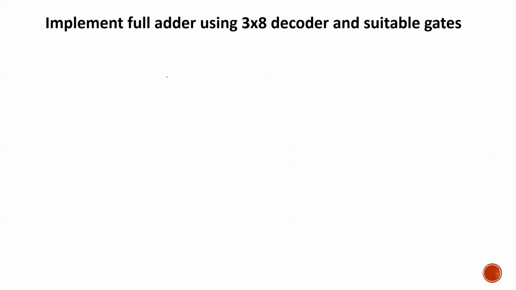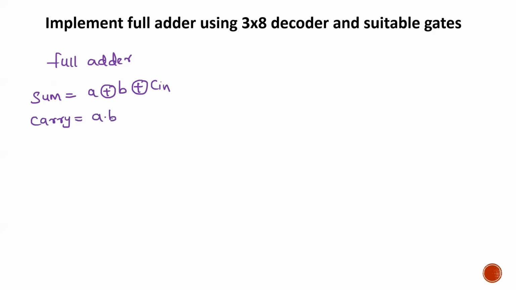Implement full adder using 3x8 decoder and suitable gates. So full adder, we know that for full adder, 3 inputs and 2 outputs. So 2 outputs are sum and carry. So sum expression is A XOR B XOR C in, and for carry it is AB + B C in + C in A. Now first thing is we need to get the minterms for sum and carry.